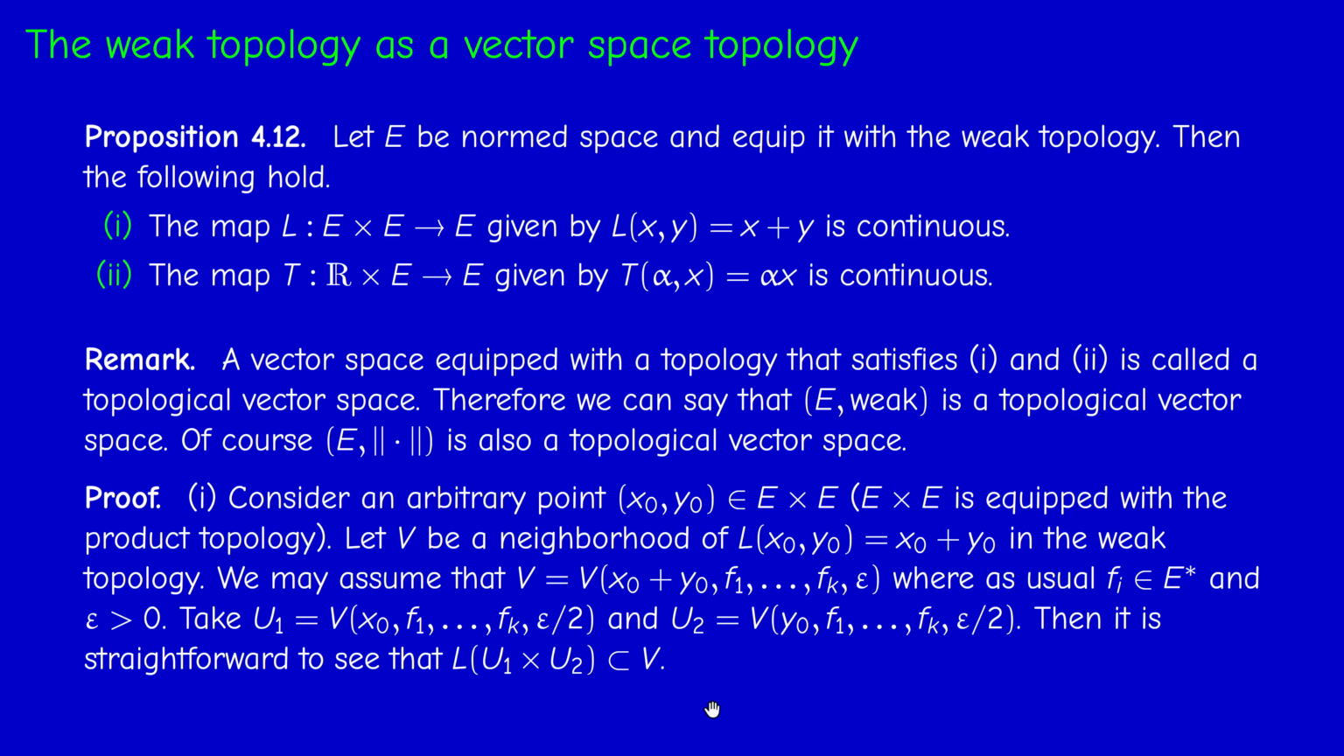And now it's easy to check that the image under L of U1 times U2 is contained in V, and U1 times U2 is just a neighborhood of x0, y0, by definition of the product topology. So how do I prove that? I take an element here and prove that it's here. You take a paper and a pen and check that. This means that L is continuous at x0, y0, and since x0, y0 was arbitrary, it means that L is continuous everywhere.